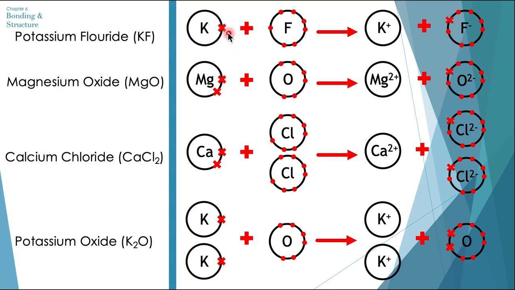Potassium has 1 extra electron and fluorine has 1 less electron. It has 7 electrons in its outermost shell. It needs 1 more to fill it, and so they bond together. They become potassium fluoride.